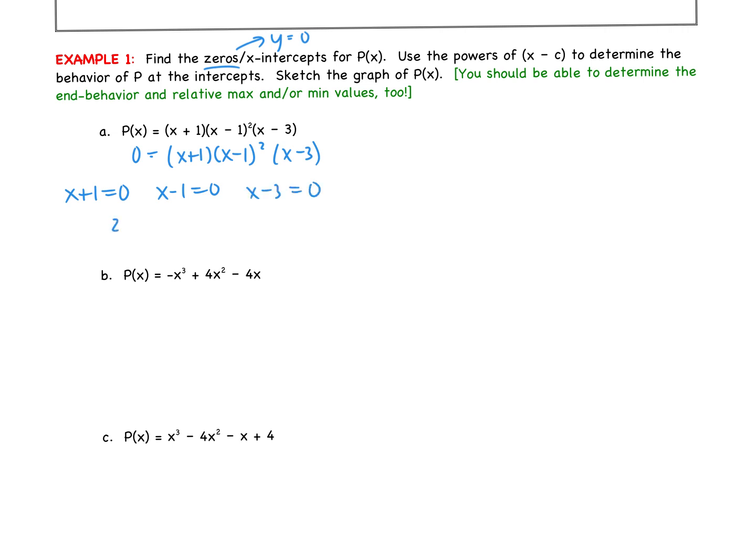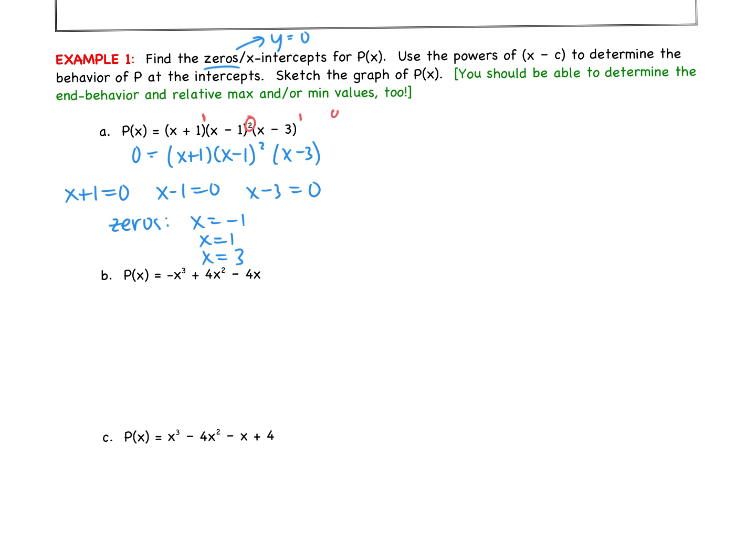Okay, so that tells us that we have 3 zeros: at x equals -1, at x equals +1, and at x equals +3. So all I did was set the factors equal to 0, and I got 3 values. Okay, so the next thing we have to determine is the behavior at these zeros, or the behavior at these intercepts. Like we read above, that's based on the power for these zeros or these factors. So we have a power of 1, a power of 2, and another power of 1.